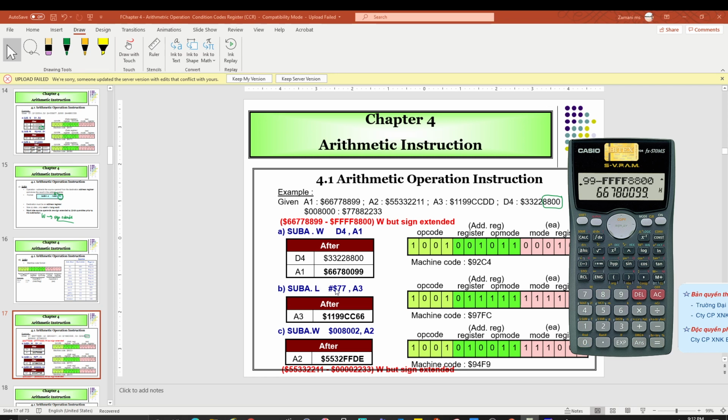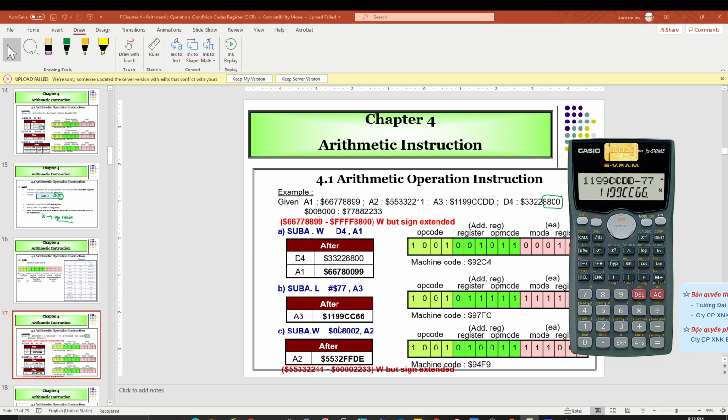Long means that you are not going to do the sign extend. So just take this value, and subtract from the whole A3 address register. So this is going to be 1199 CC and DD. Sorry, is it plus 77? Let's try again. Sub address.long, A3 is given this one, 1199CCDD minus, should be minus 77. Okay, the answer is 1199CC66. Okay, I got the right answer.